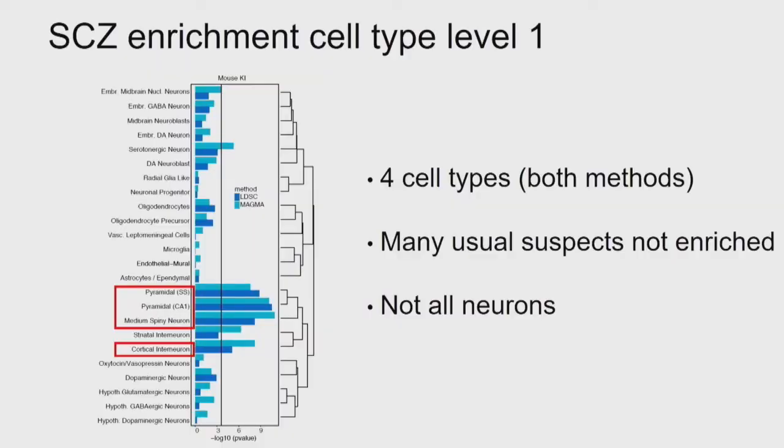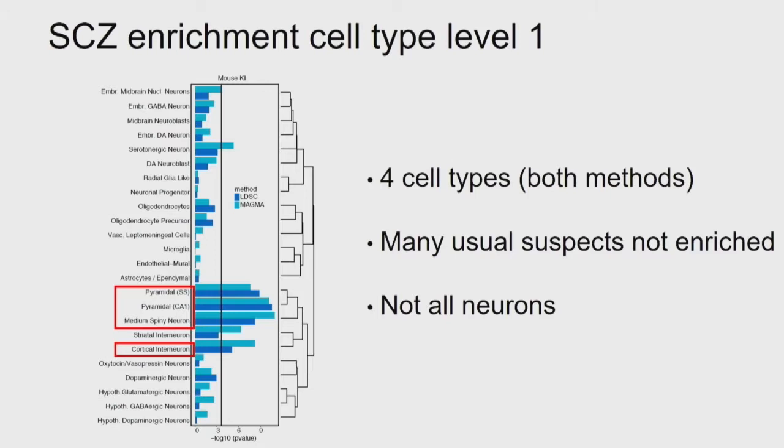Okay, so here's the actual data. So this is now mouse data, mouse single-cell data, and we look where the schizophrenia heritability is enriched. And it turns out it's actually mainly in four of these larger neuronal classes. It's in pyramidal cells, the excitatory cells of the cortex and the hippocampus, medium spiny neurons of the striatum, and also in cortical interneurons, in the GABAergic cells of the cortex.